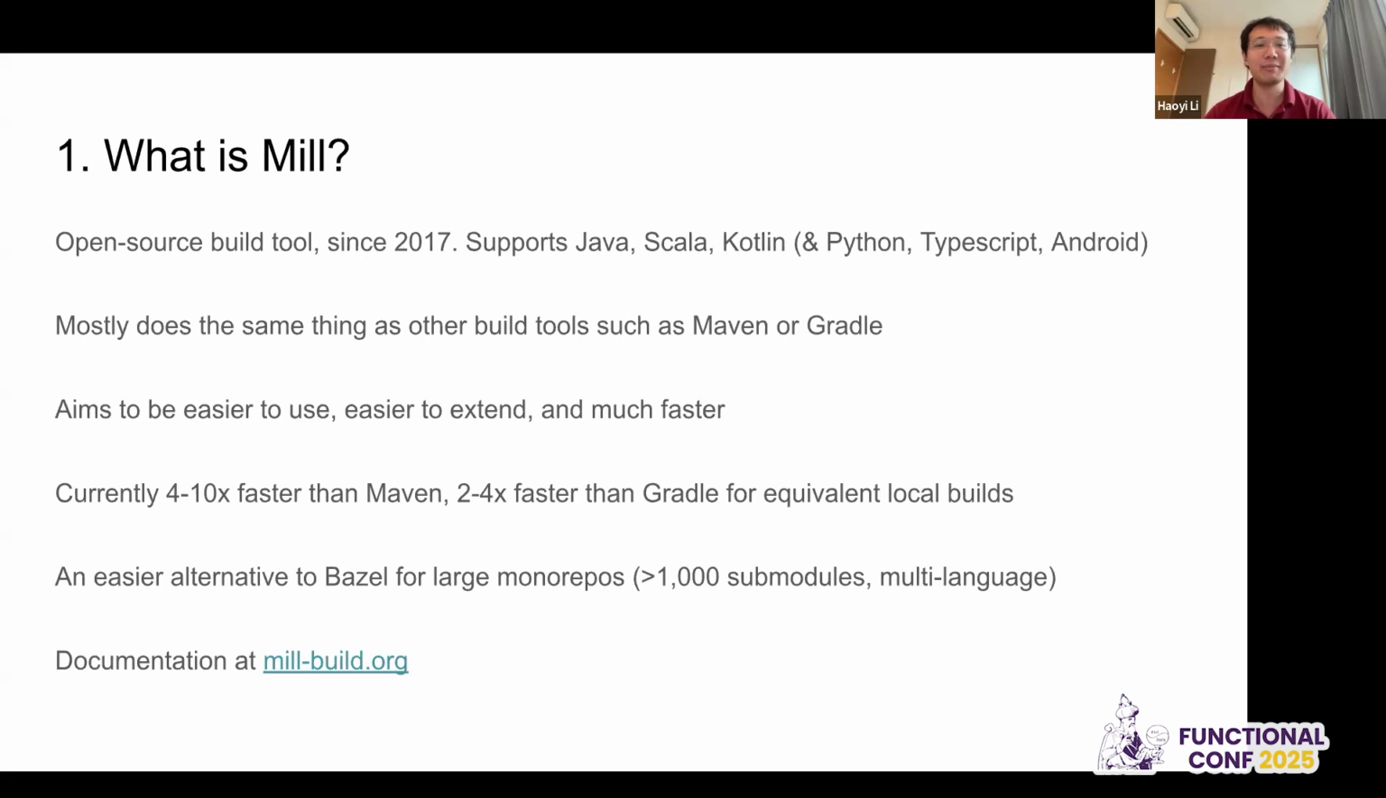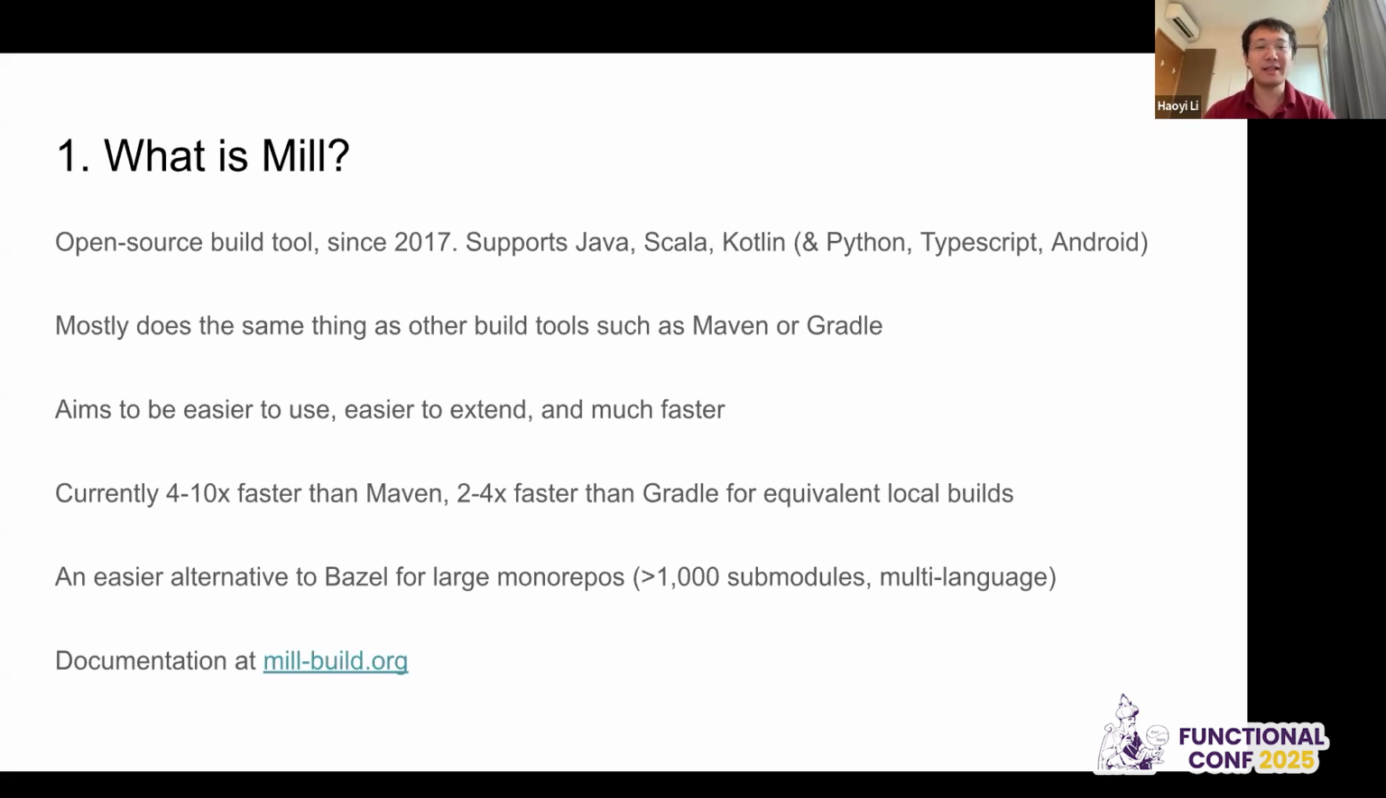It mostly does the same things as other build tools, but aims to be easier to use, easier to extend, and much faster. The top line number is Mill is about 2 to 4x faster than Gradle and about 4 to 10x faster than Maven. These are traditional JVM build tools, for equivalent local builds.